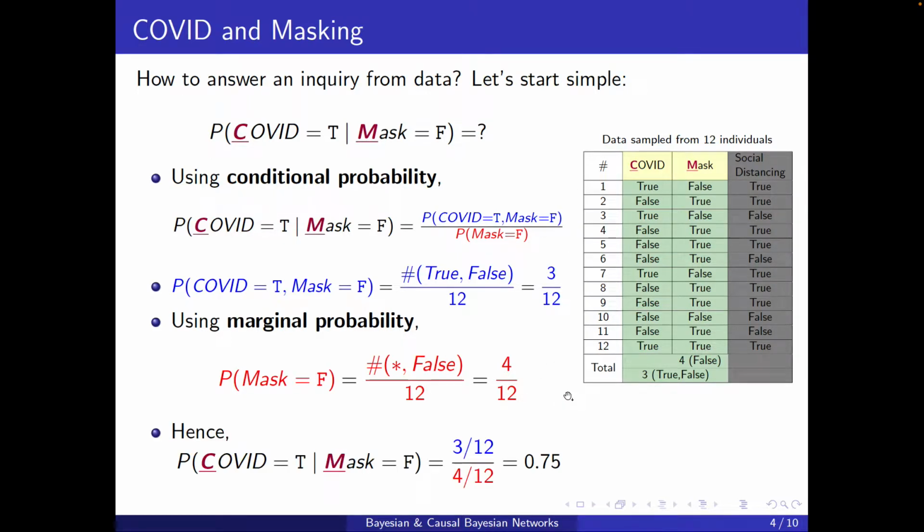And now I can put this 3 over 12 in the numerator and 4 over 12 in the denominator, and I will get a total of 0.75. So based on this data set, and of course under some practical assumptions, I can say that the probability of being infected with COVID if you don't wear a mask is 75%.